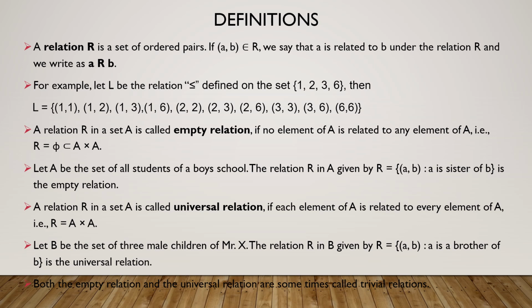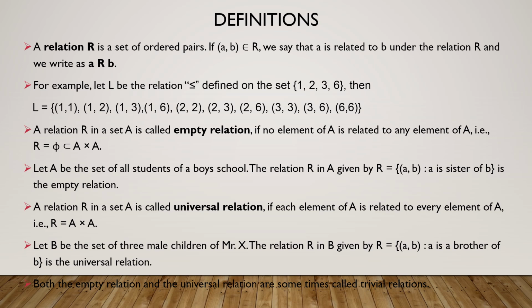For example, let L be the relation less than or equal to, which is defined on the set {1, 2, 3, 6}. Then L can contain which type of ordered pairs? (1, 1). Why? Because 1 is less than or equal to 1. Then for example (1, 2), (1, 3), (1, 6), (2, 2), (2, 3), since 2 is less than or equal to 3. But we cannot have (3, 2) because 3 is not less than or equal to 2. So it will not belong to this set.